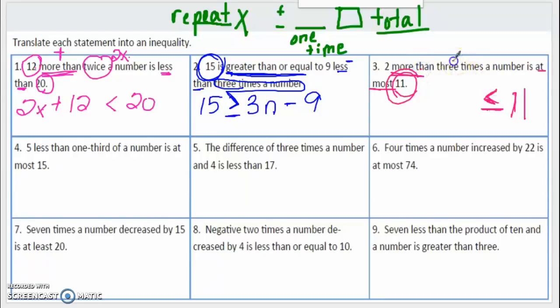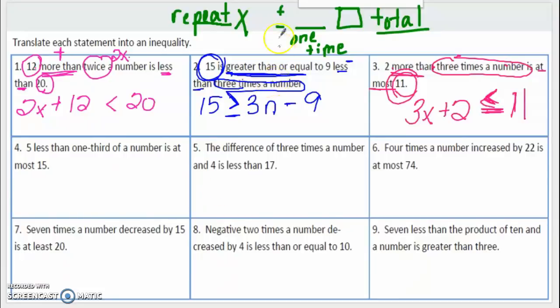2 more than 3 times a number, that's going to be our number with a variable. So 3 times a number, and then 2 more than that. So we're going to move this over and say 3 times a number and then 2 more than that. Has to be less than, but could be equal to 11.